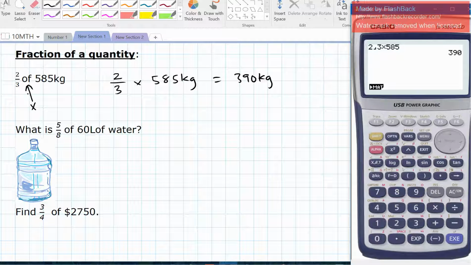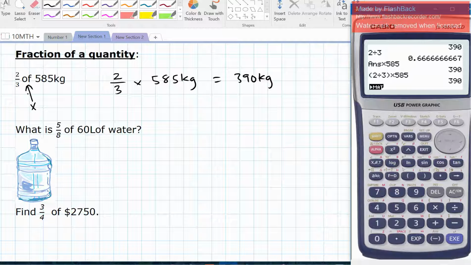Another way we can do this is with division. So we can go 2 divided by 3, enter, and that's the decimal for 2/3, and then multiply by 585. So we can do that as well, 390. And another way is, 2/3 is 2 divided by 3. So if I put that in brackets, 2 divided by 3, and then multiply that by 585, 390. So there are 3 different ways you can use your calculator to do these types of problems.